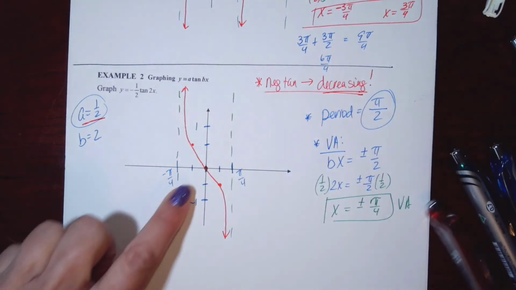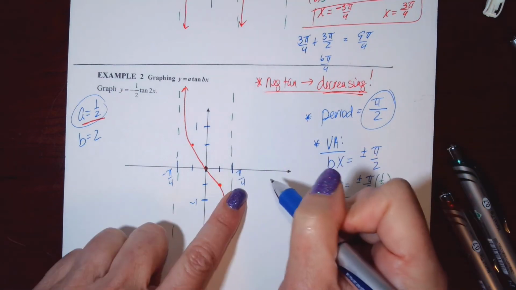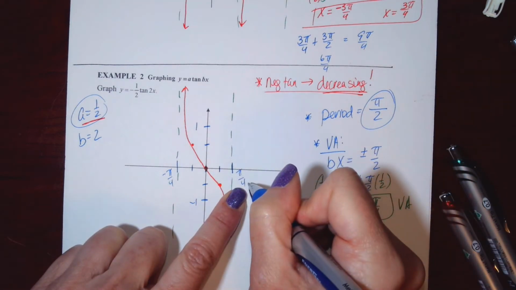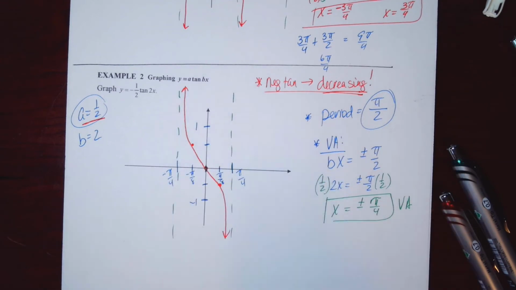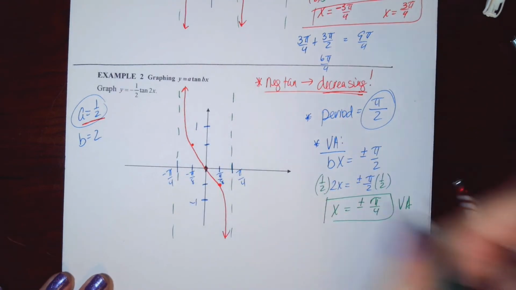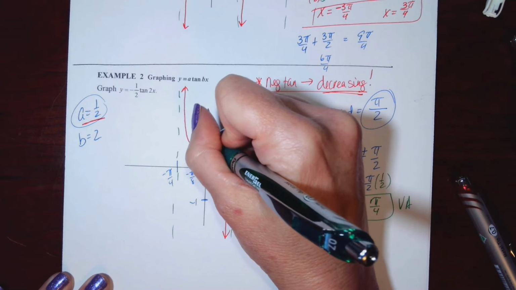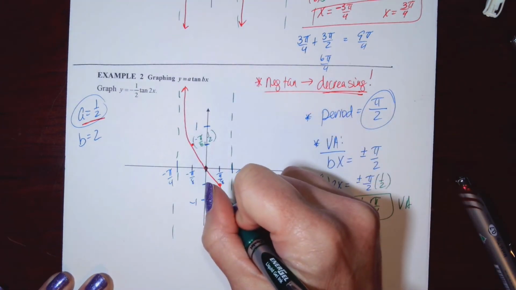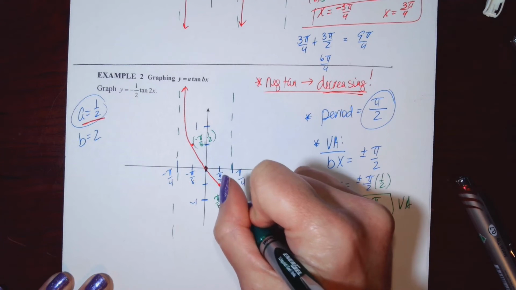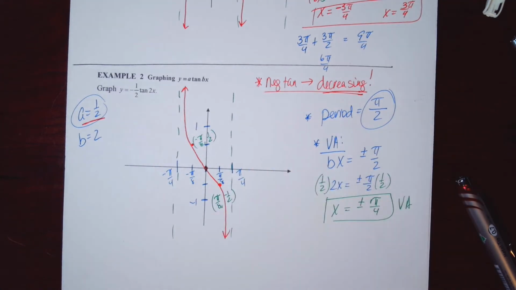Oh, I didn't label my quarters. Half of pi fourth, 1/2 times pi fourth is pi eighth. So that's a negative pi eighth for my quarter function values. So this point is at negative pi 8, positive 1/2. This point is at positive pi 8, negative 1/2. Those are my quarter function values.